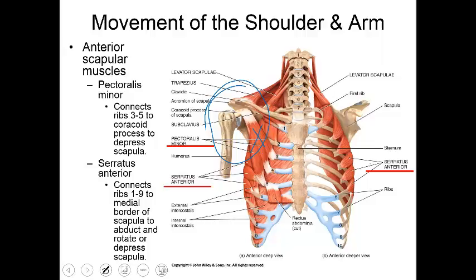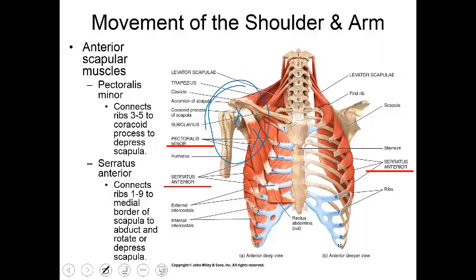What it does is it connects the coracoid process. I hope everybody remembers the coracoid process of the scapula, and it connects it to ribs 3, 4, and 5. And it helps depression of the shoulder blade or the scapula.